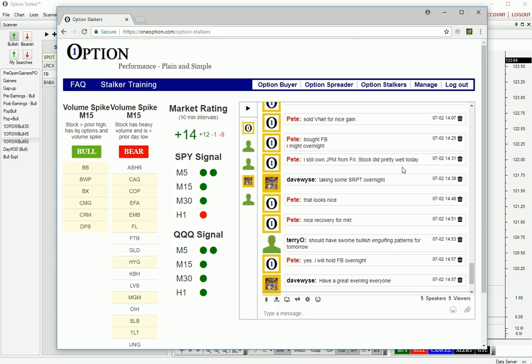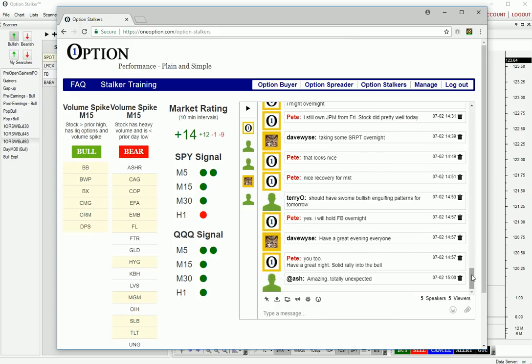And there's my comment, held Facebook overnight. So today is Monday, July 2nd. You can go in and see how Facebook does on July 3rd. I think the stock's going to do well the rest of the week. This is what you get in the chat room.